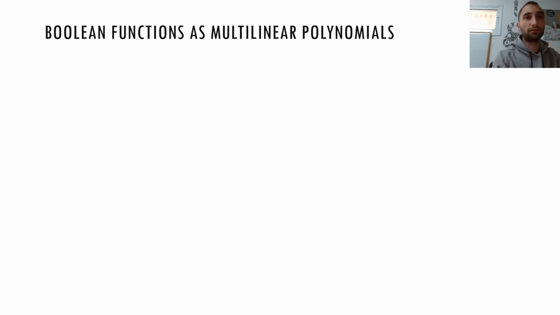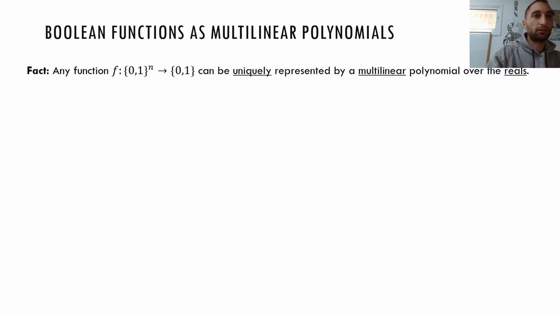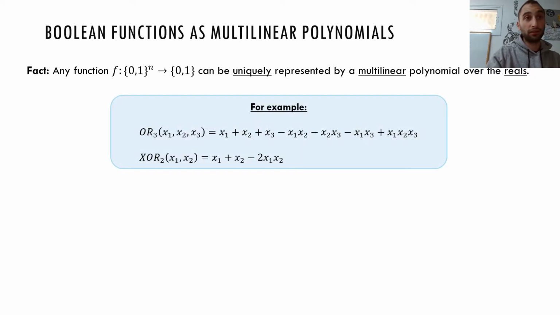Since our work deals with Boolean functions and polynomials, let's briefly recall the connection between the two. Any Boolean function over n input bits can be uniquely represented by a multilinear polynomial over the reals, where by multilinear we mean that the degree of each variable is at most 1, and by represent we mean that both the function and the polynomial agree on any Boolean input.